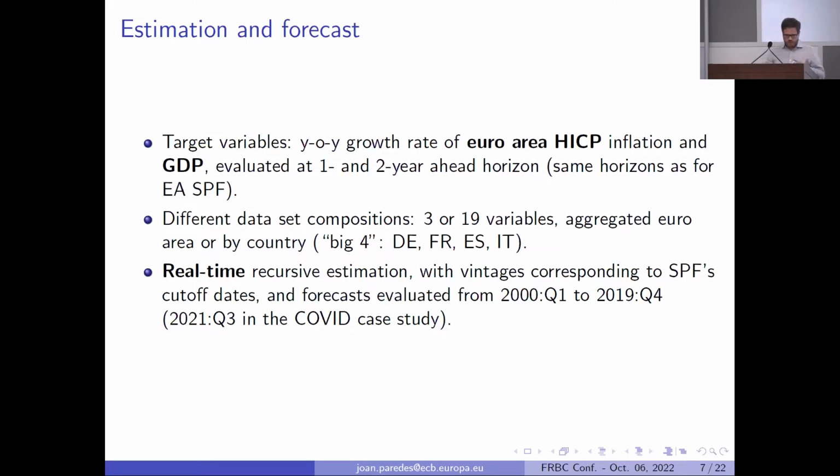So you can see, at the end of the day, right now we have 13 VARs. We're going to do a real-time exercise, recursive estimation, and we're careful that the vintages correspond to the SPF cutoff dates. And the forecasts are going to be evaluated from 2000 Q1 to 2019 Q4, and later on, I will speak about the COVID case.